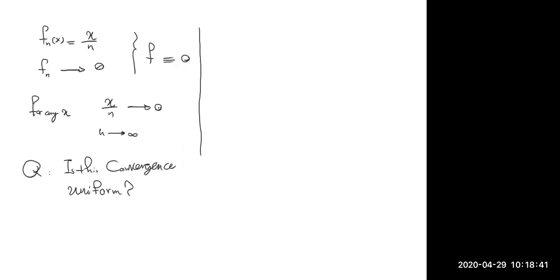What does it mean? It means, is it true that Fn of x, which is x over n, is converging to 0 uniformly? Also note that the domain of all functions here is R, so we are considering them as functions from R to R. So is it uniform or not?